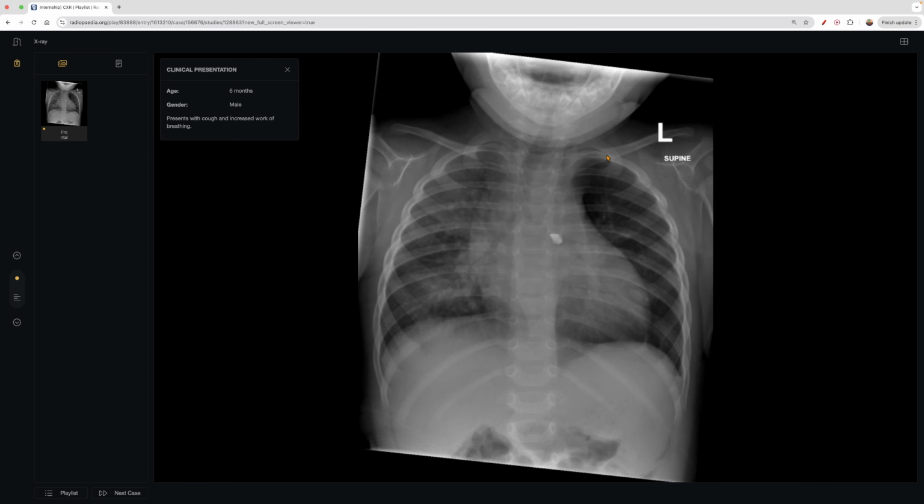Next one, so this is a 6-month-old coming in with cough and increased work of breathing. I included this one because this comes up on the USMLE board exams. So what stands out to us is there's this opacification, right? There's this thing. We don't know what it is, but it's an opacification.